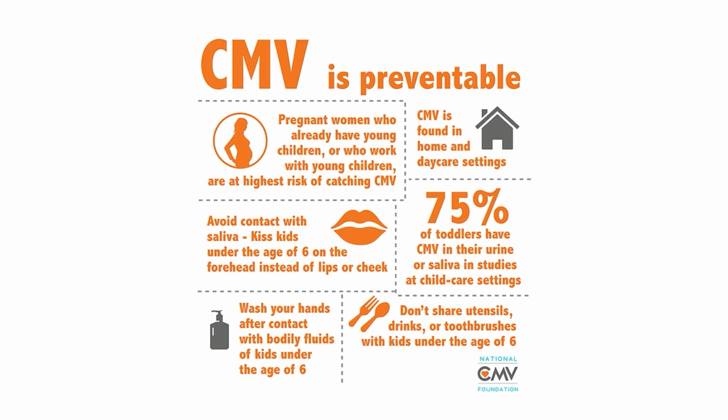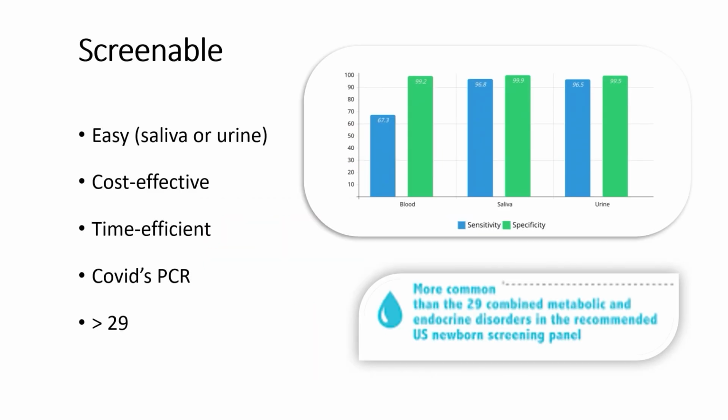It's a preventable disease. It's basically hygiene which prevents this infection, particularly for pregnant women. And it's a screenable disease. You can see here in the graph that it's an easy way to diagnose it, either by saliva or urine. But remember, saliva should be taken 2 hours after breastfeeding. It's a very cost-effective and time-effective screening, and it has become much easier nowadays because people are aware of the COVID PCR, and this machine is available not only in the hospital, even in the outpatient clinic. And remember again, it's more than 29 combined metabolic and endocrine disorders that have been screened.